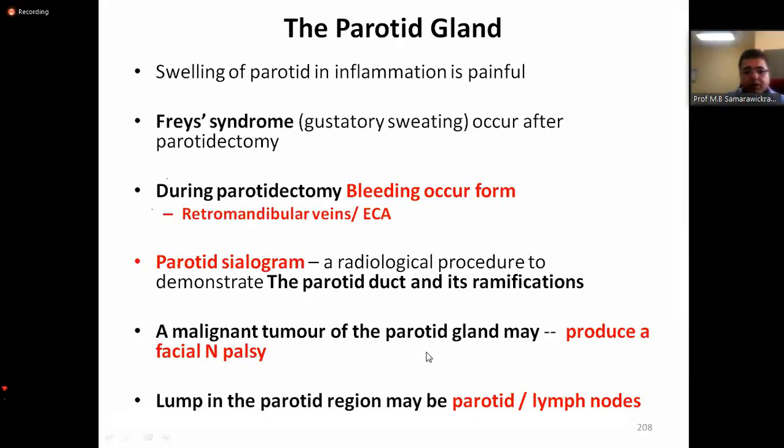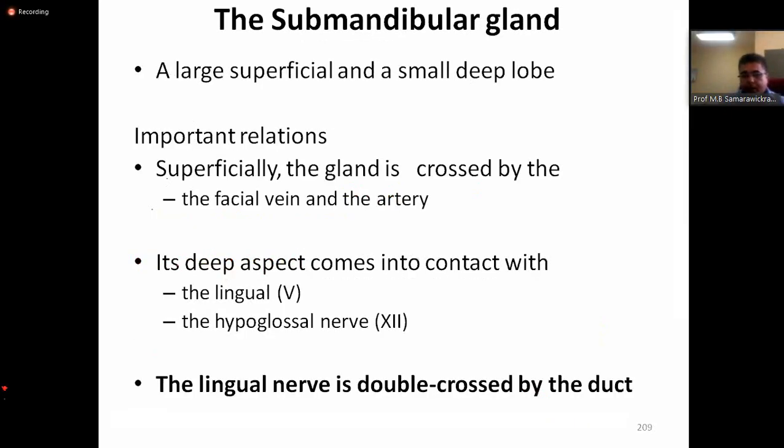Right. So malignant tumors of the parotid can be diagnosed by facial nerve palsy, because a benign one does not cause palsy, because malignant tumors infiltrate the facial nerve and result in facial nerve palsy, right? And parotid region lumps may be the parotid gland or even parotid lymph nodes, because there are lymph nodes within the parotid capsule.